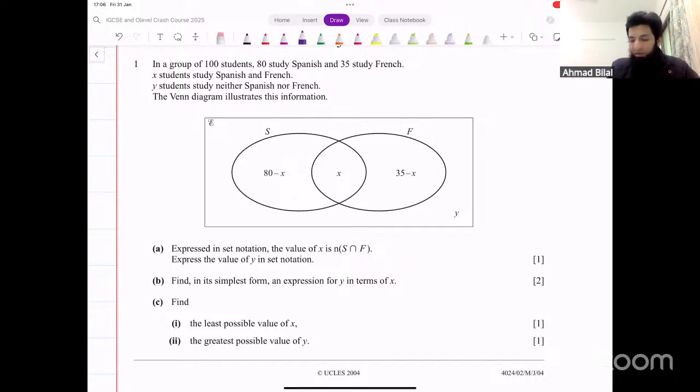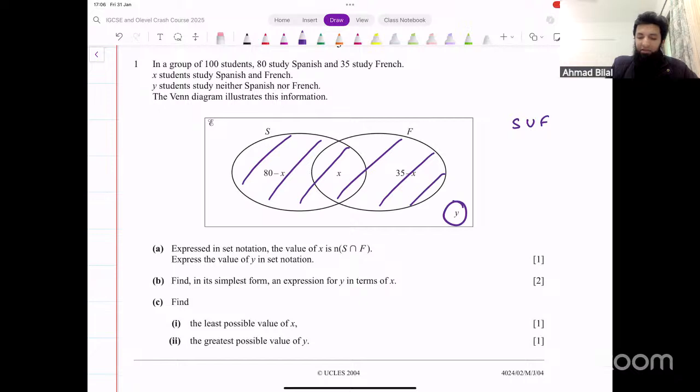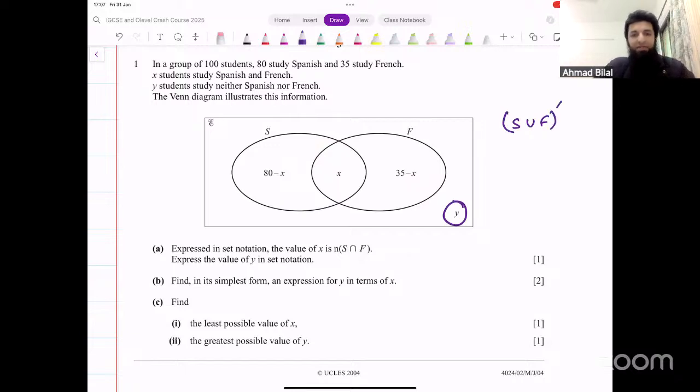How can we do that? Y is in the region that is outside. How do we describe the region outside? It's outside both of these circles. One way to describe that would be S union F describes everything that is inside both of these circles, right? But then we have to be outside that. So we can say it should be S union F whole complement. You have to be outside both of these circles. Okay, so that's S union F whole complement.